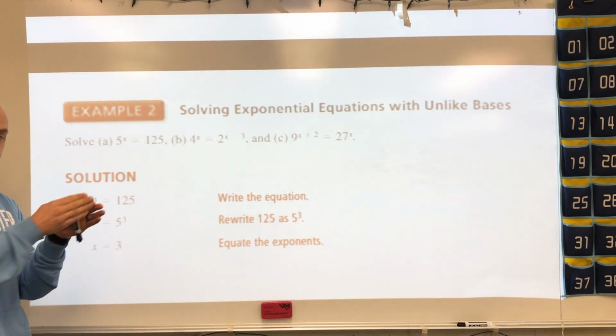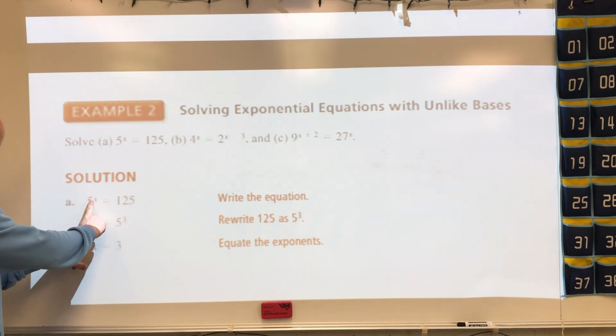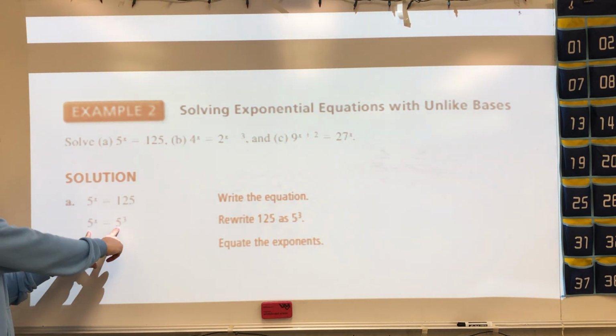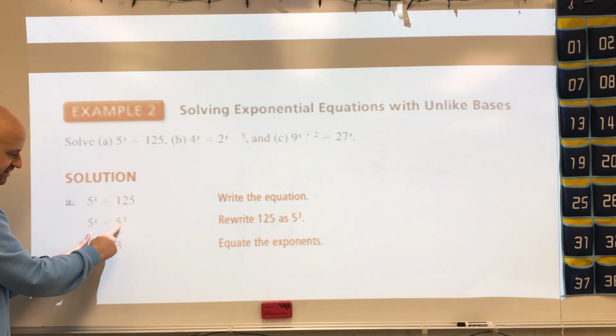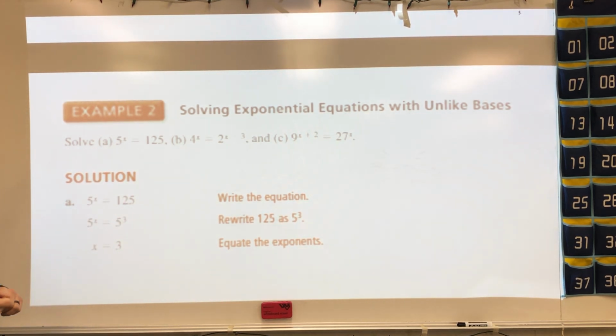So again, we take the smaller base, and the smaller base is 5. Now we have 5 and 5. This stays the same, and now we have to take 125 and make it with a base of 5. And in this case, we have x equaling 3.